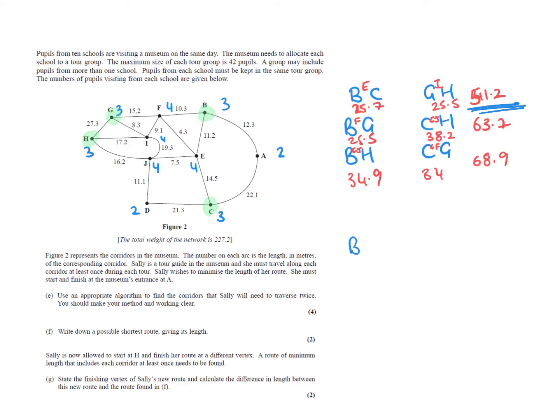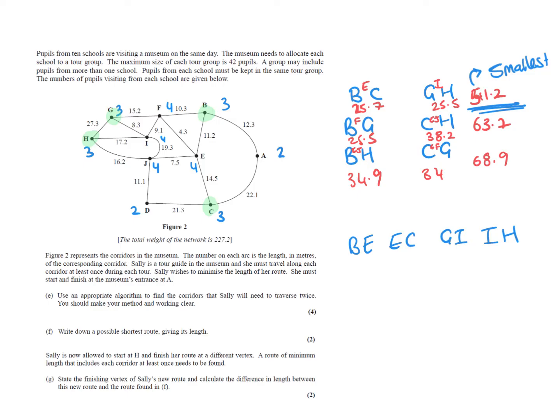So that means we need to traverse BE, EC, GI, IH. It's really important. You could even write an arrow saying smallest. And you have to write these arcs. If you were to write BEC, GIH, you will not get the full mark. It clearly says to find the corridors that Sally will need to traverse twice: BE, then EC. Then it says write down a possible shortest route and give its length. Now this is sometimes rather frustrating, but it's okay.